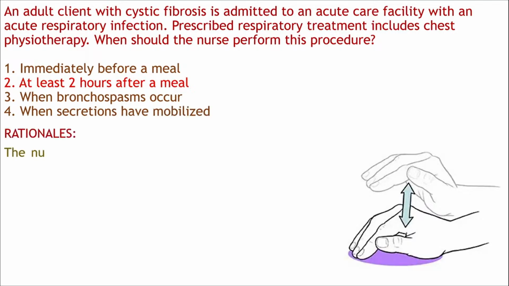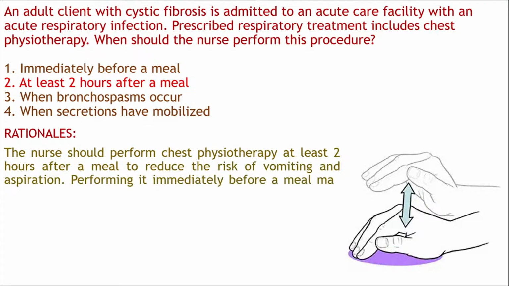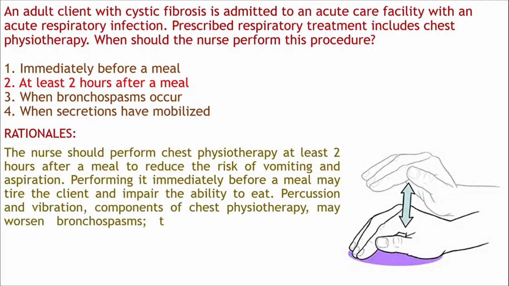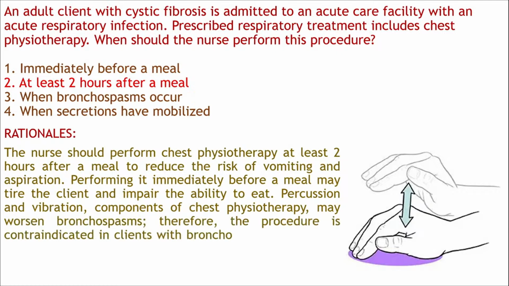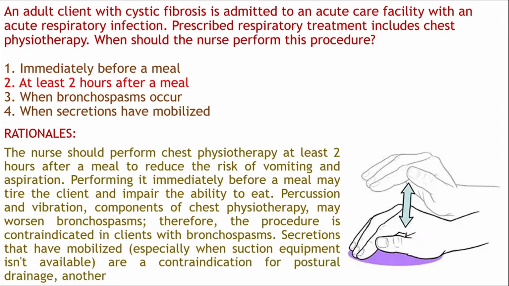Rationales. The nurse should perform chest physiotherapy at least 2 hours after a meal to reduce the risk of vomiting and aspiration. Performing it immediately before a meal may tire the client and impair the ability to eat. Percussion and vibration, components of chest physiotherapy, may worsen bronchospasms. Therefore, the procedure is contraindicated in clients with bronchospasms. Secretions that have mobilized, especially when suction equipment isn't available, are a contraindication for postural drainage, another component of chest physiotherapy.